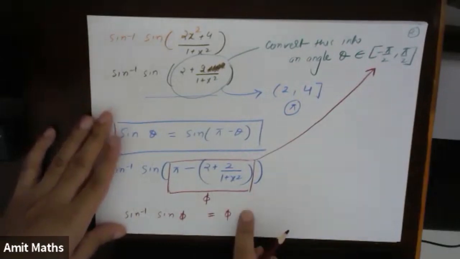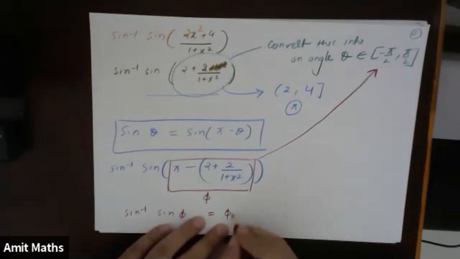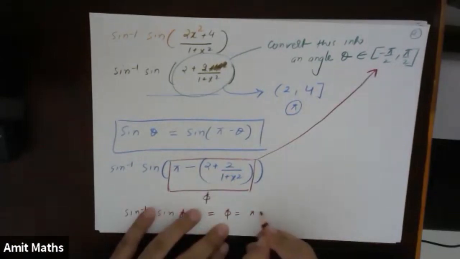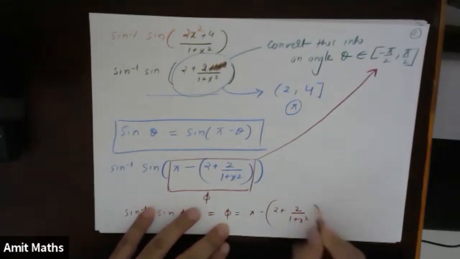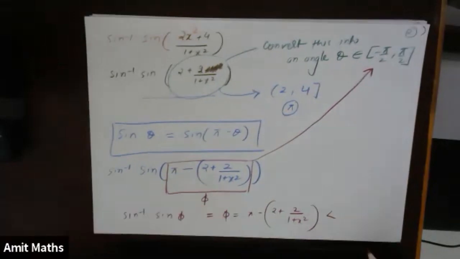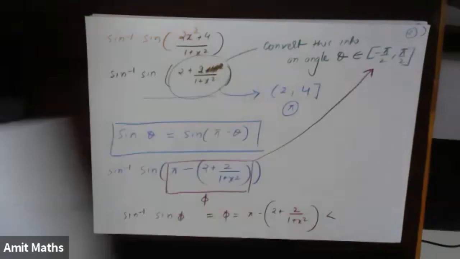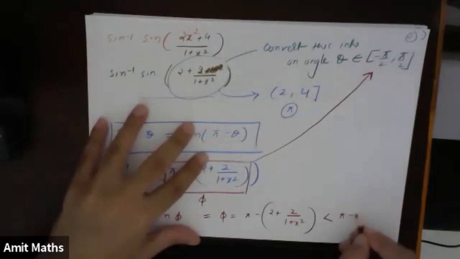This simply becomes phi. So phi is nothing but pi minus 2 plus 2 by 1 plus x square. And this value should be less than pi minus 3, what was the question? So this value should be less than pi minus 3. So this pi and this pi get cancelled.